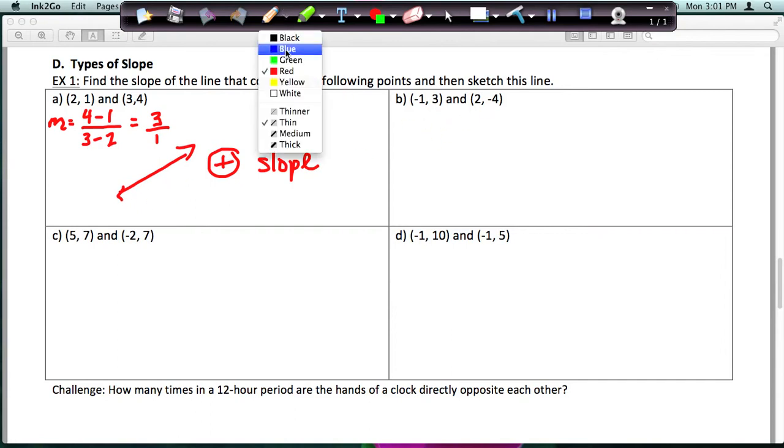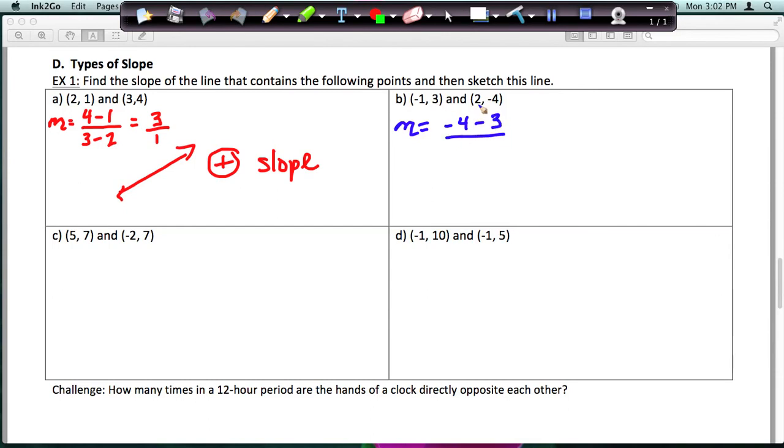We're going to find the slope of these 2 points, of the line in between these 2 points, I should say. So y2, which is negative 4, minus y1 is 3, over x2 is 2, minus x1 is negative 1. So just be careful with your signs. Negative 4 minus 3 is negative 7. 2 plus 1, because it's a double negative, is 3. So our slope is negative 7/3.